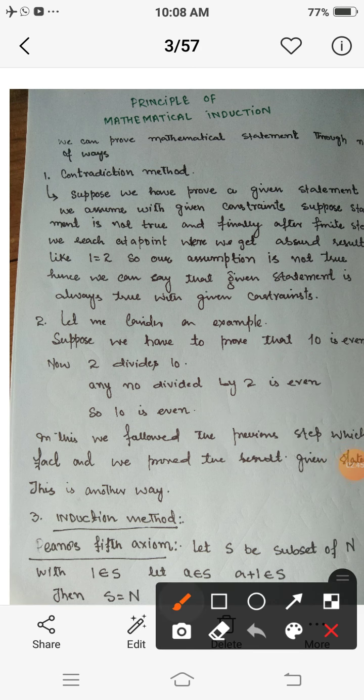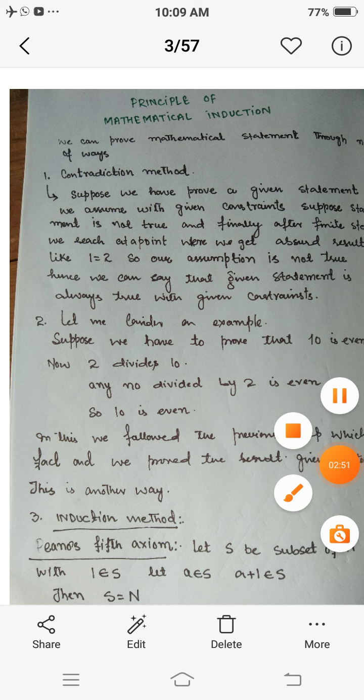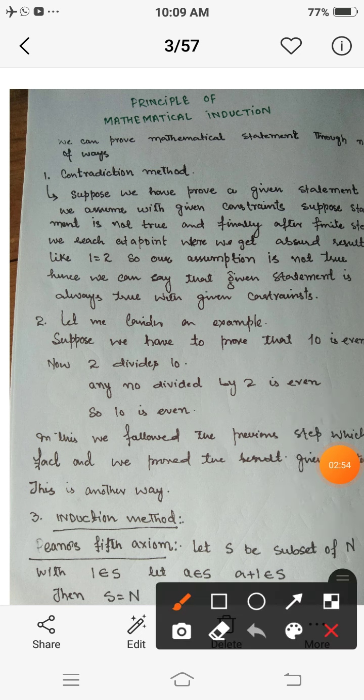S is a subset of natural numbers with the properties that 1 belongs to S, because 1 is a natural number. And if a belongs to S, that is, a is any natural number in S, such that its successor, which is a plus 1, also belongs to S, then this axiom states that S is not only a subset, but S is actually N.